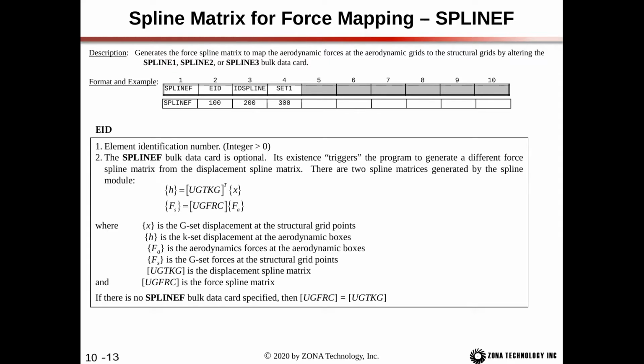Next, we have the SPLINEF card for the force mapping. This card generates the force spline matrix to map the aerodynamic forces at the aerodynamic grids to the structure grids by altering the Spline 1, Spline 2, or Spline 3 bulk data cards. By default, the force spline matrix is computed as just the transpose of the displacement spline matrix. But using the SPLINEF card will modify this force spline matrix. So once again, if there are no SPLINEF cards, then this UGFRC just equals UGTKG. But using this card will modify this matrix.